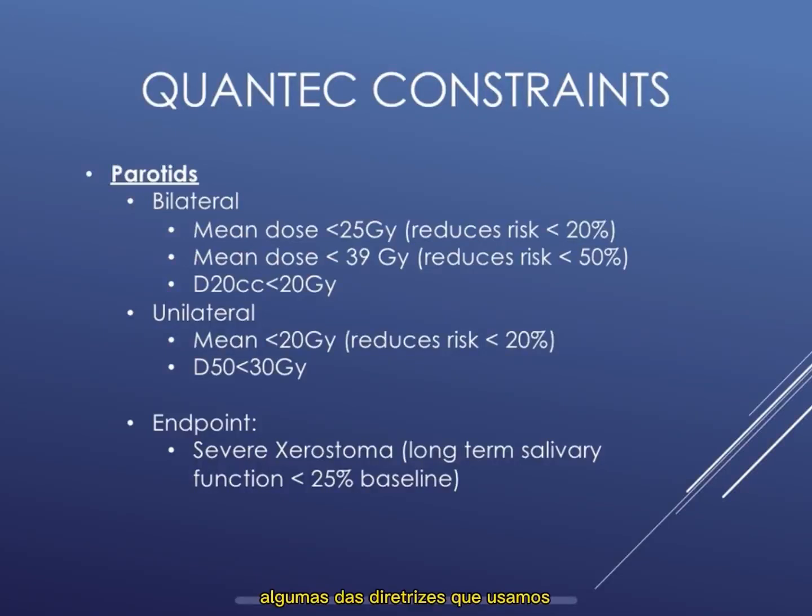Some of the guidelines that we used were from QUANTEC constraints. There's a paper involved where you're trying to see which mean dose we're looking for. So in this case, we're trying to aim for a mean dose less than 25 gray, which will reduce the risk of xerostomia to less than 20%.